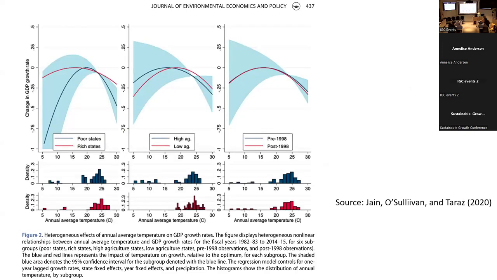So those are figures from the same paper. On the left panel, the blue curve is poor states, that is, below median GDP, versus rich states, and you can see that the effect at high temperatures is steeper. Similarly, you see a difference between states that are more dependent on agriculture. And the last panel on the right compares the two periods, and you can see there's very little difference between the pre-98 and post-98 periods.